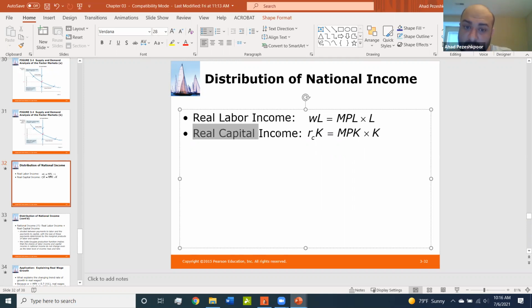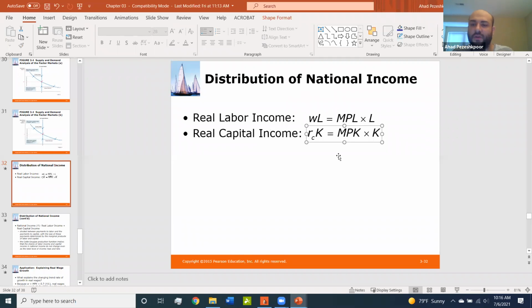Your rent on capital, for example, if you own a piece of land that a company has rented from you, or if you own a tractor and you rented this tractor to a farmer, the rent you receive for that would be exactly equal to the contribution of that piece of equipment, of that piece of land, of that capital in production. So everyone will get exactly the amount that he or she is contributing or producing.